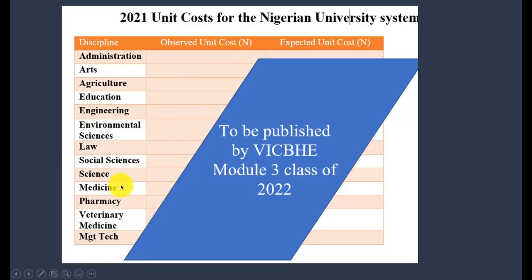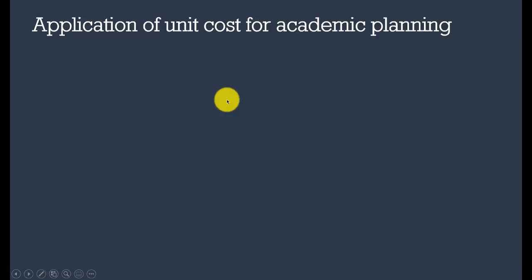I'm going to give you a list of the 19, is it 17 or 19 disciplines that we now have in the Nigerian university system. So we're going to have all of this there. So how do we apply this unit cost for academic planning?